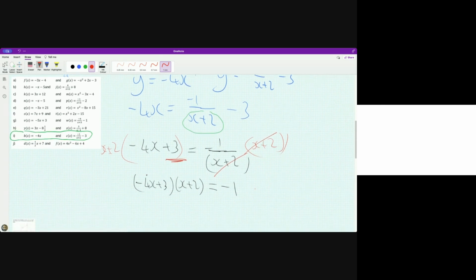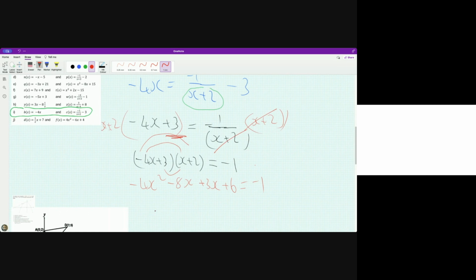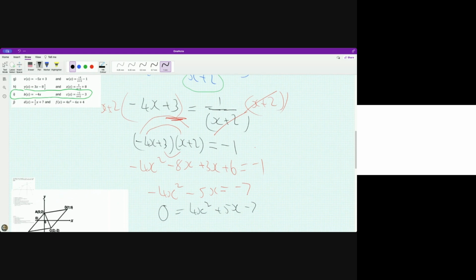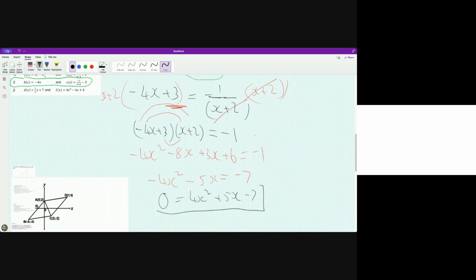Okay, so what do we do? Oh, you know what? I'm going to move things to the other side. It makes it so much easier here. 0 equals 4x squared plus 5x minus 7. Give me a thumbs up if you got that.